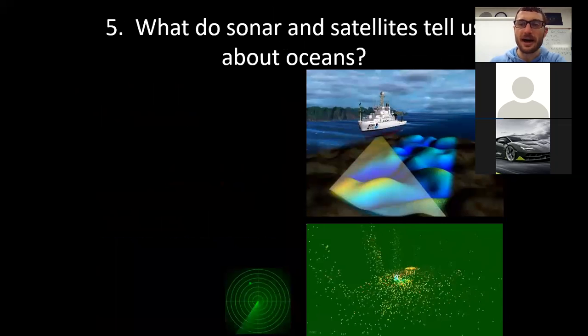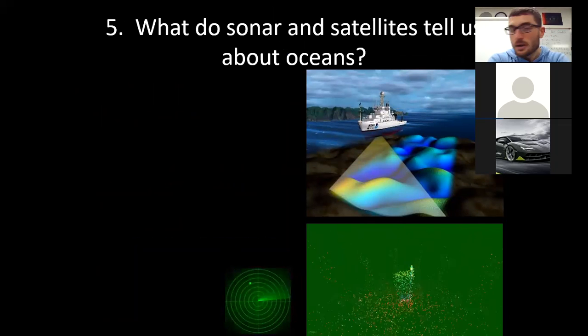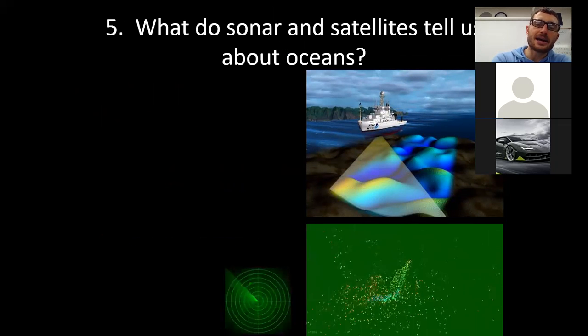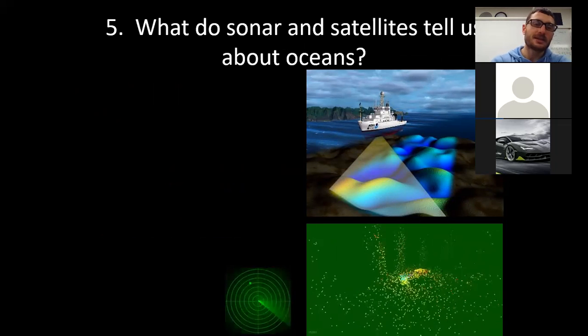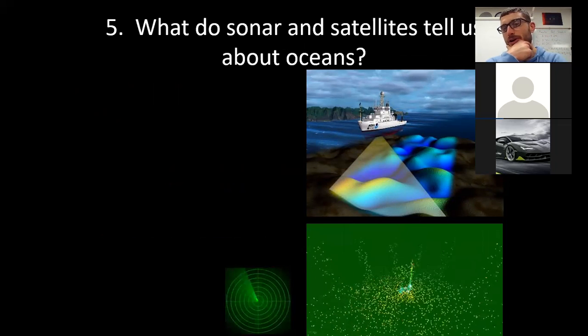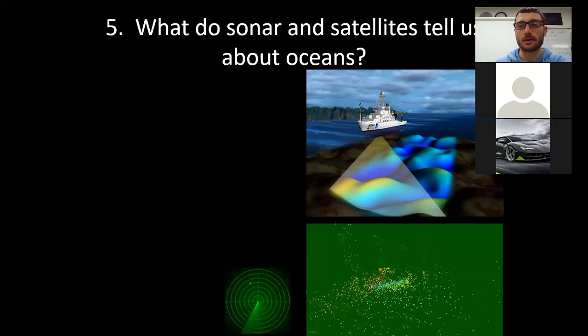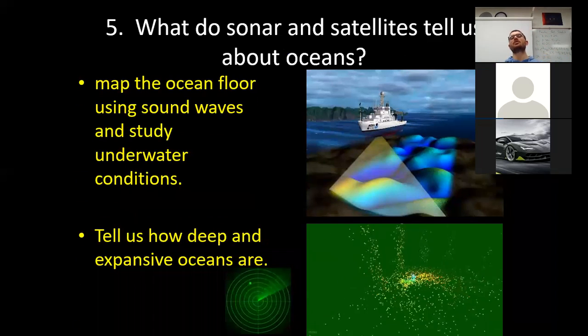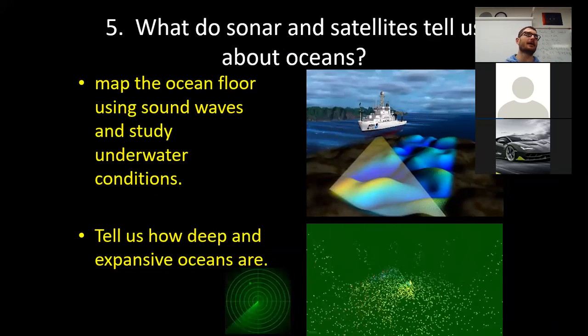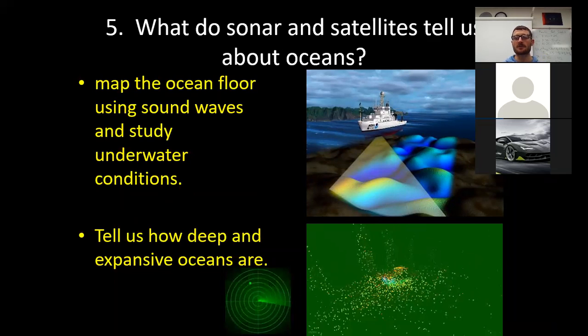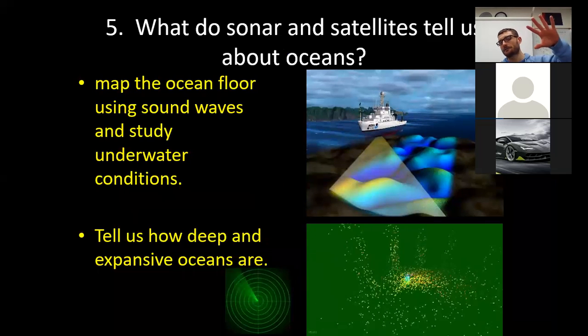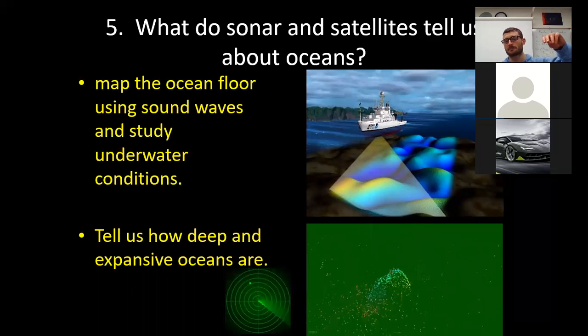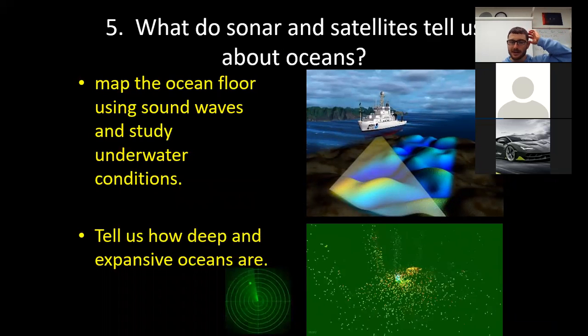Moving on. Number 5. Two more questions. What do sonar and satellite tell us about oceans? Well, I just gave this one away in the Go Blue. Okay, so I'm just going to go ahead and move on. It's going to be sound waves, sonar sound waves. Think of dolphins, right? When dolphins communicate, they give off sound waves. They chirp, like, you know, they do the little dolphin chirp.